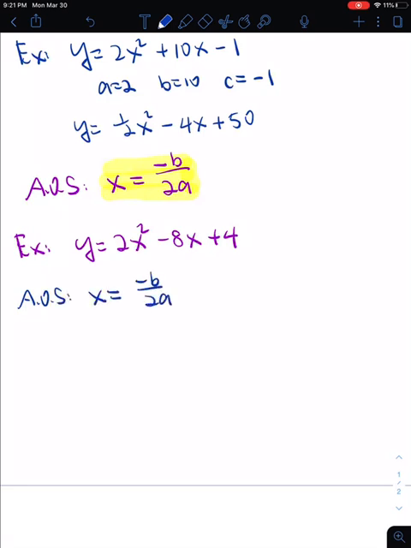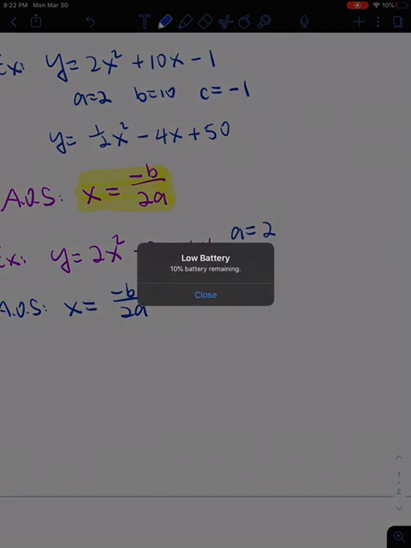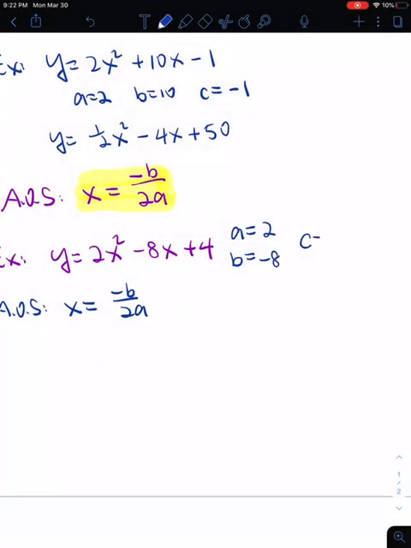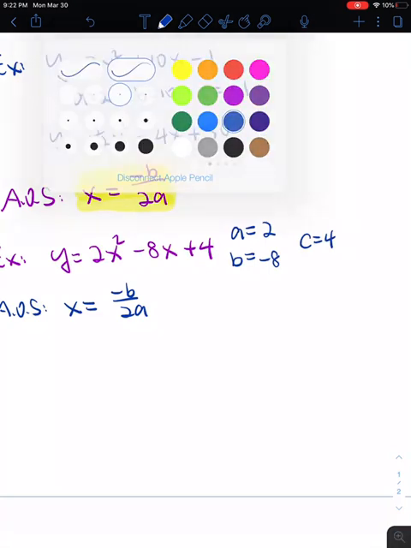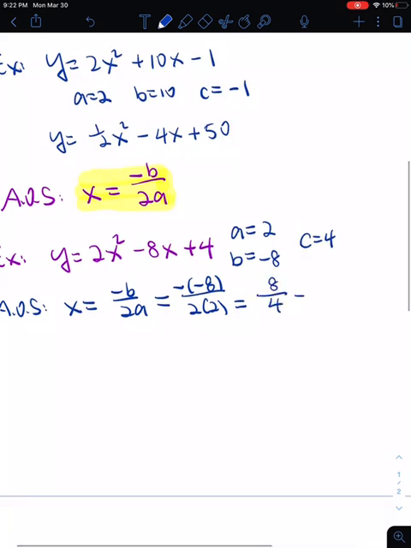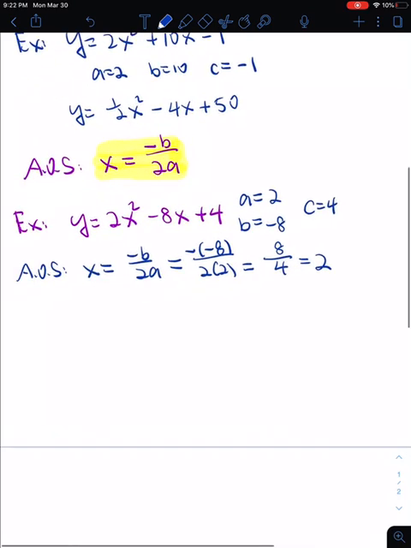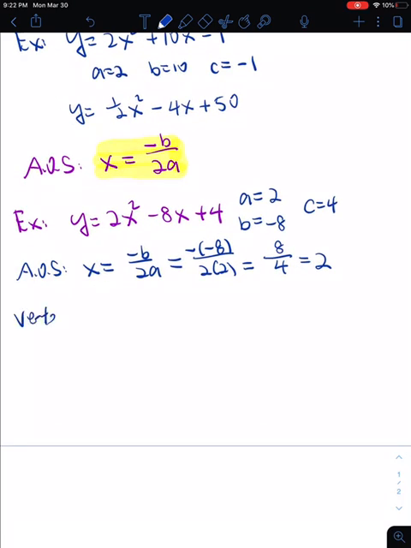So again, this is negative b over 2a. So then we should first find our a, b, and c values. In this case, my a is 2, b is negative 8, and c is 4. So if we go ahead and plug in those values in here, we have negative b, so then we have negative 8 over 2a, 2 times 2. So that becomes positive 8 over 4, which is 2. So my axis of symmetry is x equals 2.